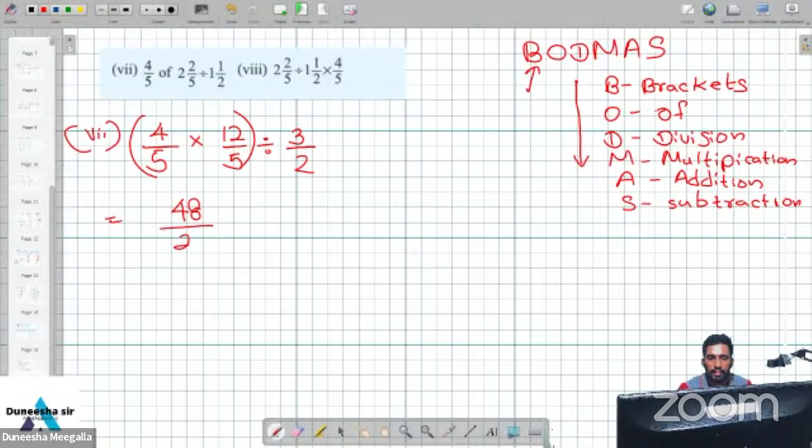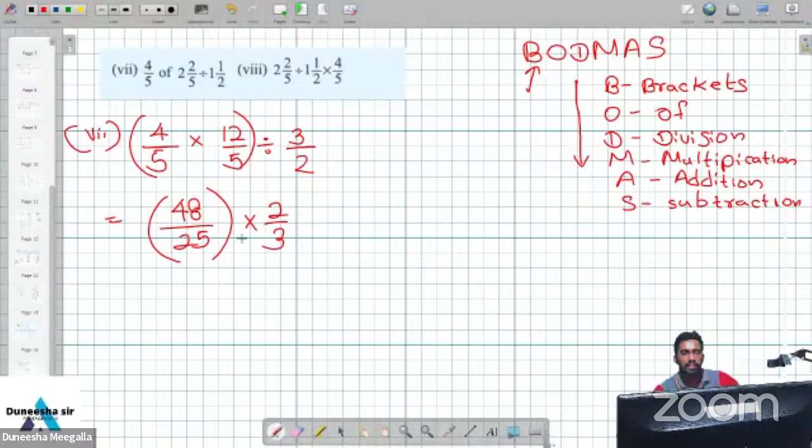48. Then 25. Okay, then you have to do the division. What is that? We have to solve the next one. What is the division? The division operator is next. Then you use multiplication. What is that? Get the reciprocal of it. What is that? 3 over 2. What is the reciprocal? 2 over 3. Okay, then can you get the answer? What is that?